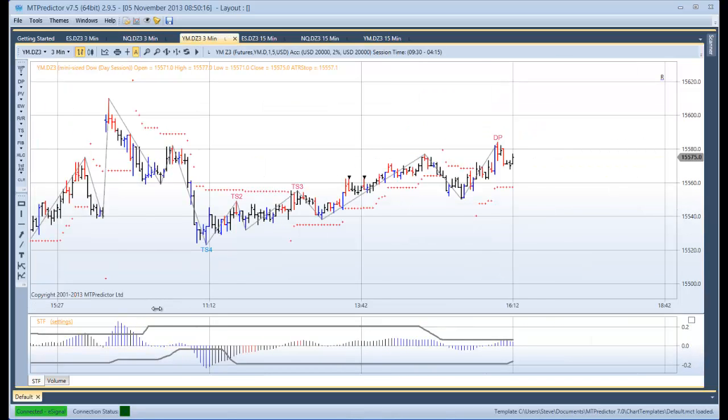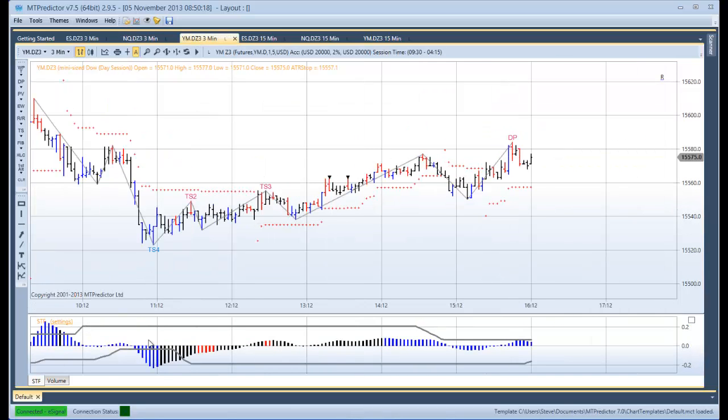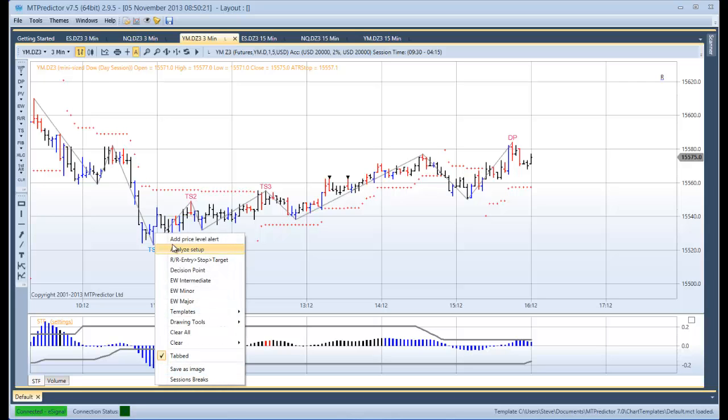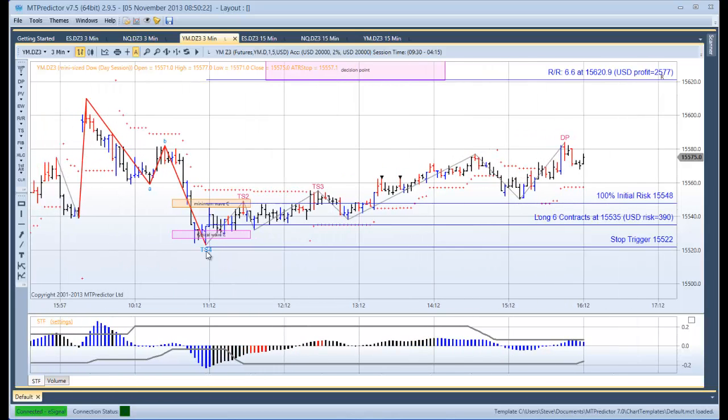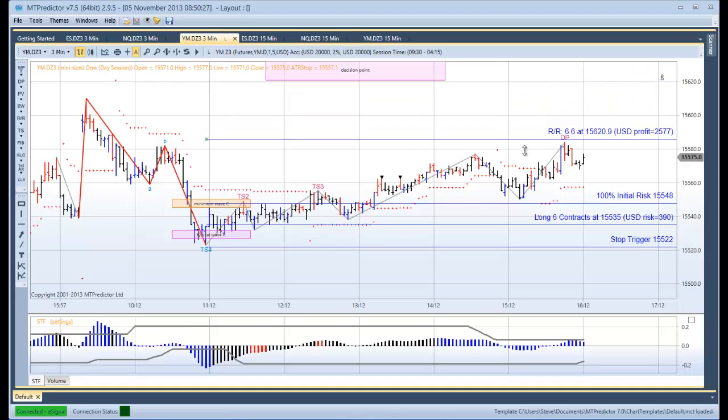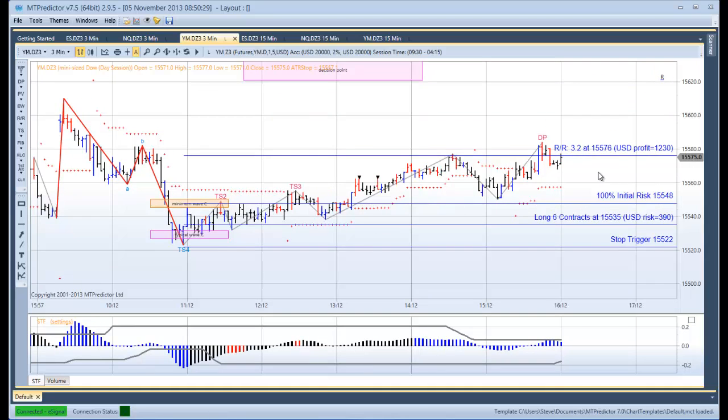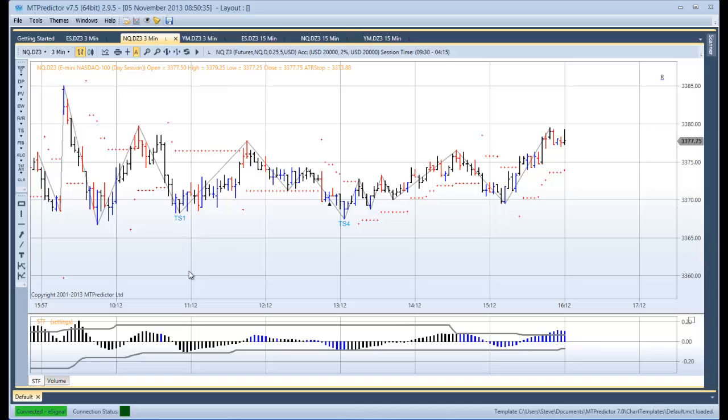The YM, there's the STF. The STF was blue here and allowed you to take a long trade off what was the low of the day there. The market rallied for the rest of the day and would have resulted in a nice 3-hour profit later on. The NQ had a couple of attempts.